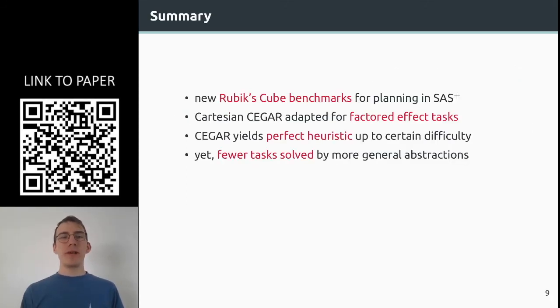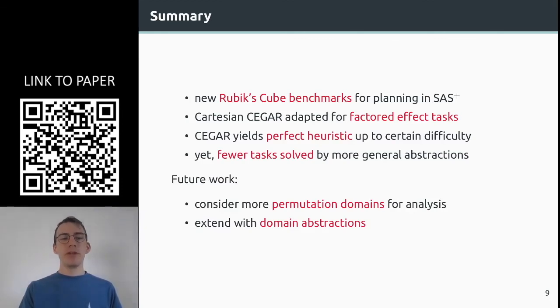So what have we learned today? We now have a new benchmark set of Rubik's Cube problems in the SAS+ formalism. Furthermore, we have adapted the Cartesian CEGAR algorithm to work with factored effect tasks. It yields almost perfect heuristic values up to a certain difficulty. Yet, fewer tasks are solved by the more general abstraction classes than pattern databases.